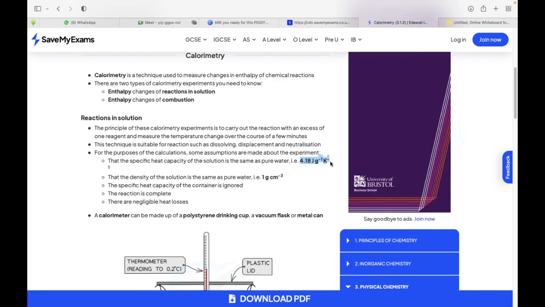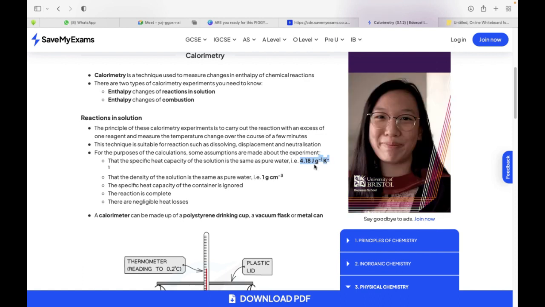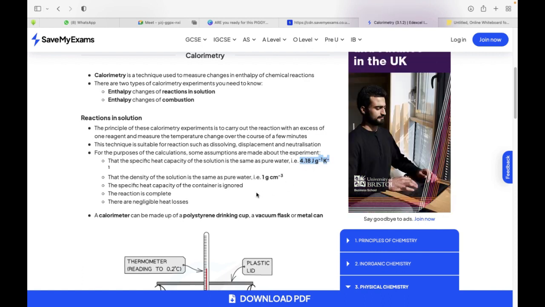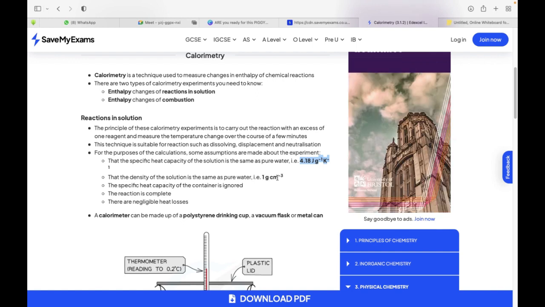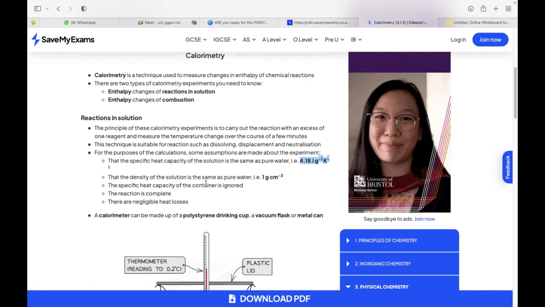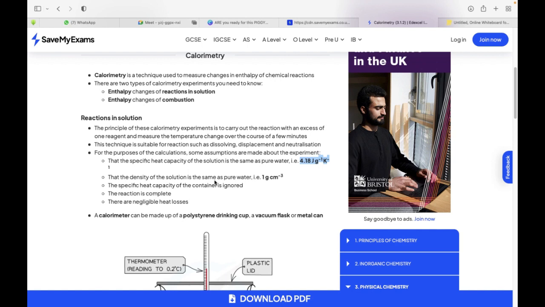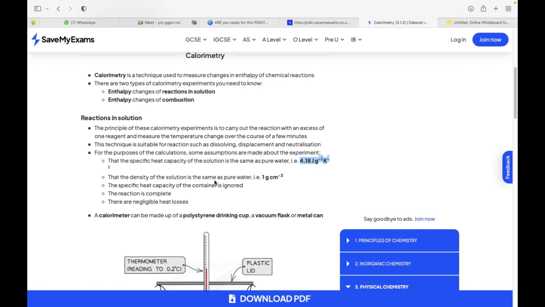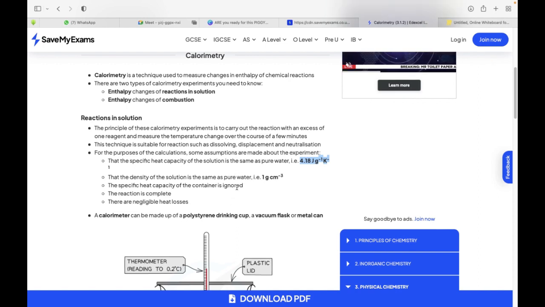Remember, when we're talking in terms of kilogram, not gram, we multiply these values by 1,000. So it's 1,000 kilogram per meter cube, or if you say gram per centimeter cube, you just say 1 gram per centimeter cube. This is another assumption we make because we don't know the density of the solution. We just make a quick scientific assumption that it is the same as the density of pure water.